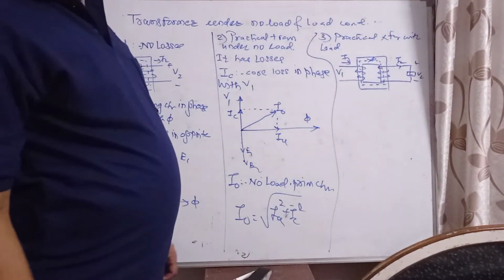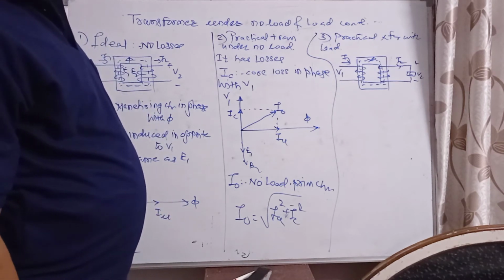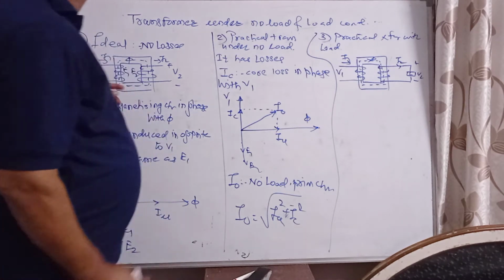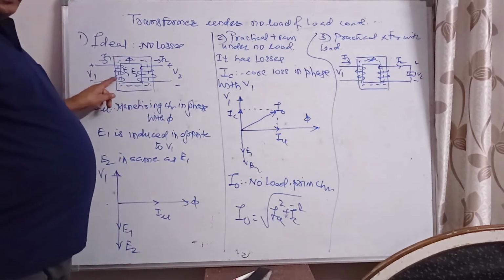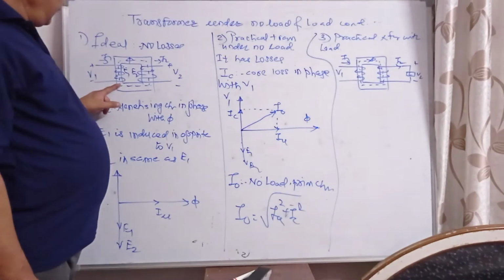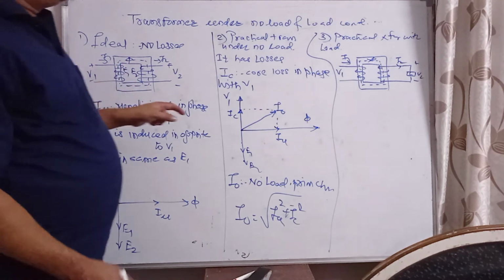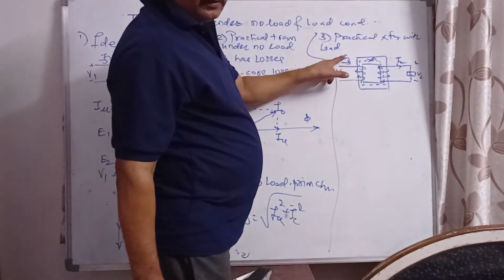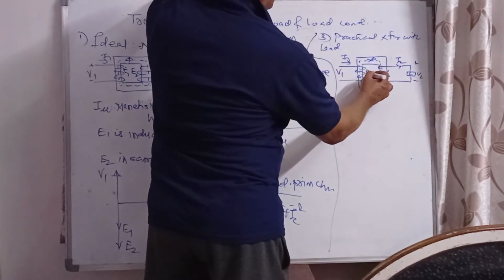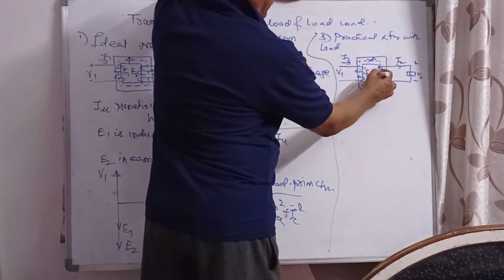Now load is connected. So load is connected. N1 I1, number of turns on primary, N1 into I1 induces phi. Right? So here also N1 I1 induces phi, which induces E1. N1 I1 sets up phi, it induces E1 and then E2.